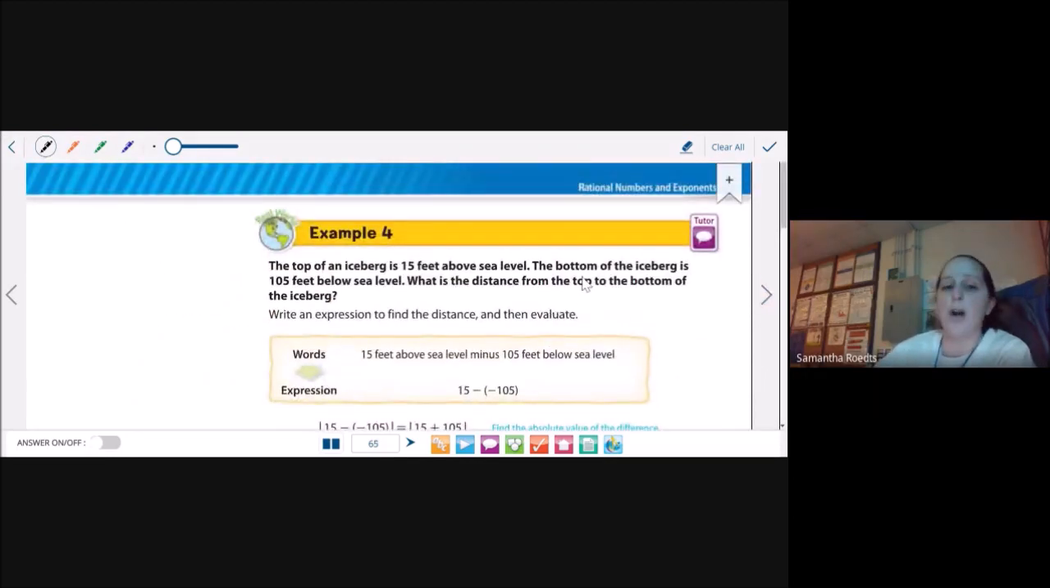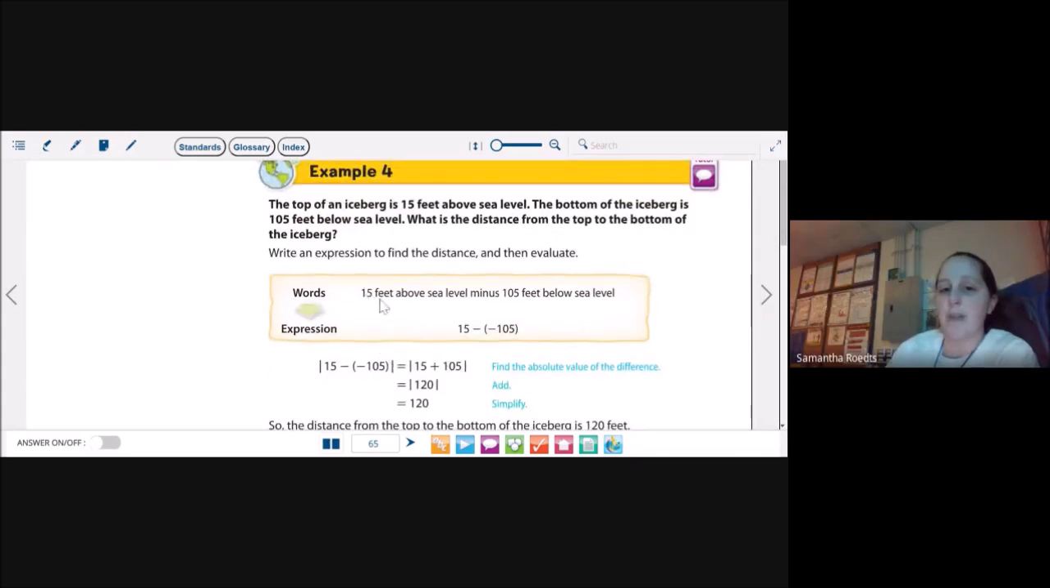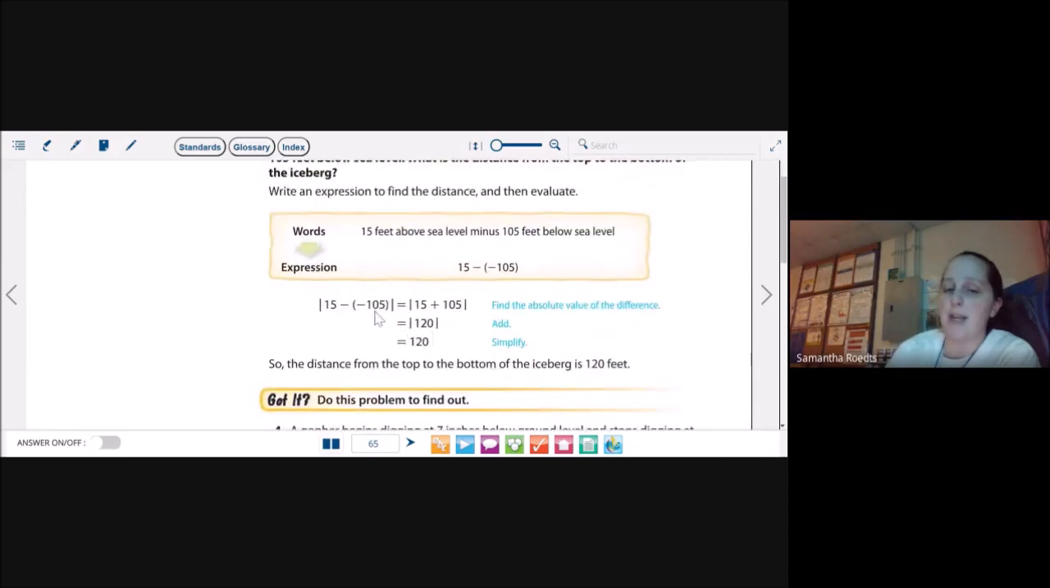All right, example 4. The top of an iceberg is 15 feet above sea level. The bottom of the iceberg is 105 feet below sea level. What is the distance from the top to the bottom of the iceberg? So write an expression to find the distance and then evaluate. 15 feet above sea level minus 105 feet below sea level gives me 15 minus negative 105, and I take the absolute value of that. 15 plus 105 is 120. So 120 is the distance from the top to the bottom of the iceberg.